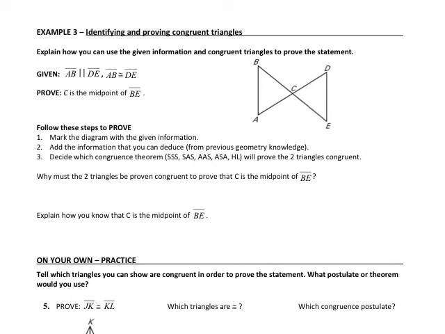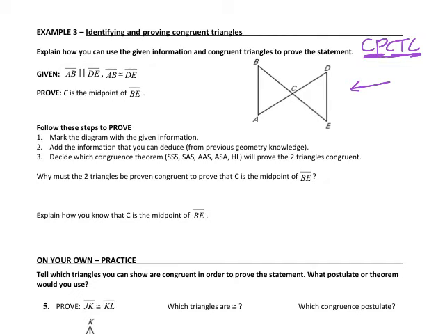And the last page of your notes has to do with that CPCTC that we were talking about. So if you can prove that two triangles are congruent, for instance, if I can prove that these two triangles are congruent, then that means that every single one of the corresponding parts inside of the triangle on the left as well as the triangle on the right are congruent to each other. So it's saying corresponding parts of congruent triangles are congruent.